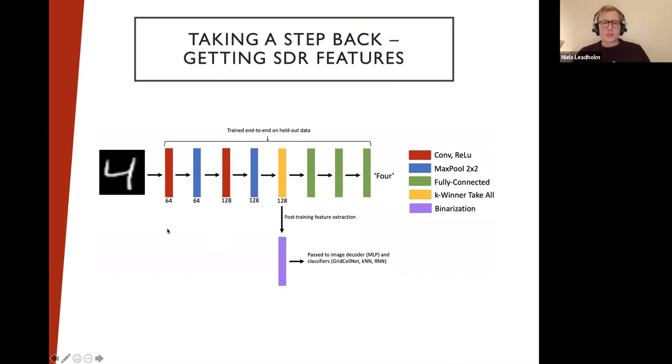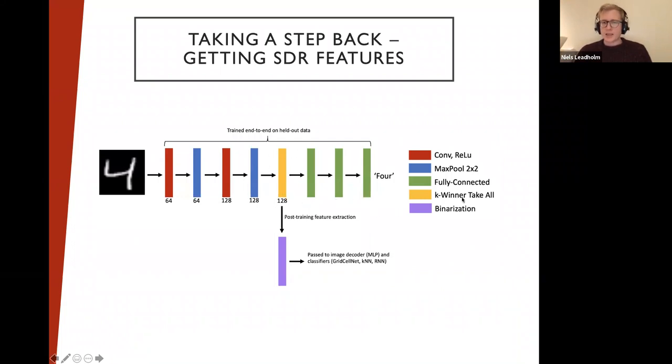And so in order to apply this to an image data set like MNIST, it's necessary to actually extract these SDRs. And so the approach I took, which I'll discuss later, obviously has its limitations, but essentially was to train a convolutional neural network end-to-end on a subset of the MNIST data set. So 54,000 examples, which are not used later for any tasks, to perform classification.